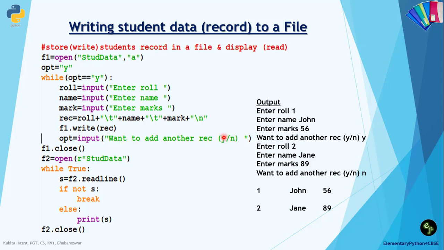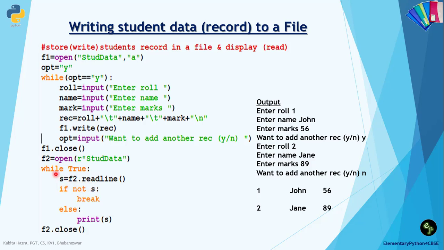If the option is yes, then it will continue to ask for another student record. If it is no, then it will stop. Once it stops, we close the file and then we open it in read mode. As the default mode is read, it will open the file in read mode, and while reading is successful, that means if there is some content to be read in the file, then the readline method will return a string to s. Otherwise there will be no value.